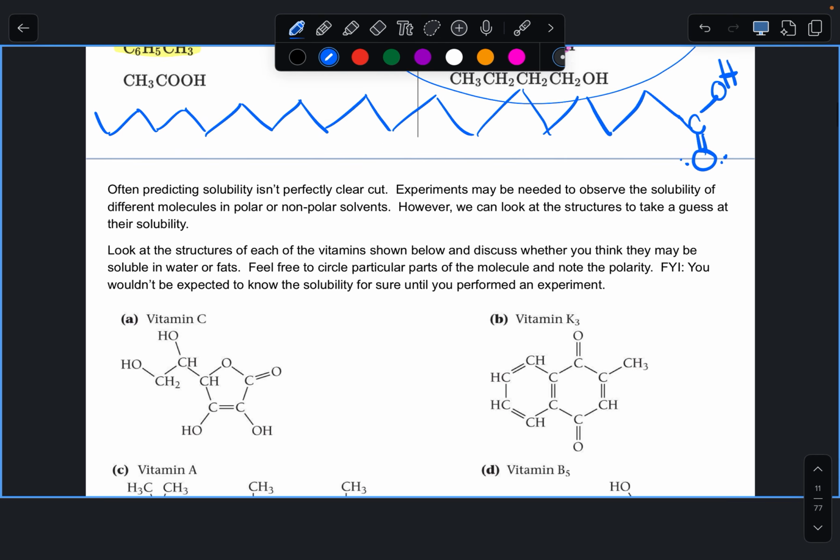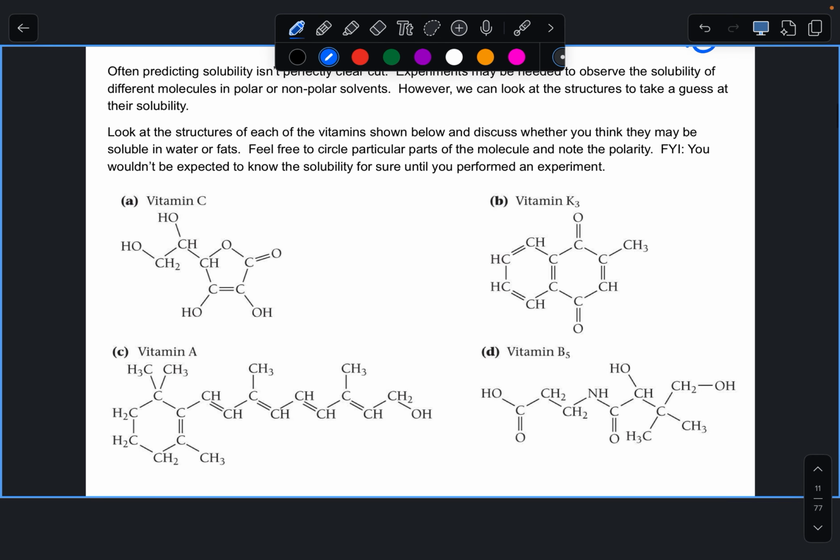Okay, so next application of this, I want you guys to take a look at these four vitamins and take a guess. It is just a guess at this point, but take a guess whether each of these will be soluble in water, so something polar, or fat soluble, something mostly non-polar.